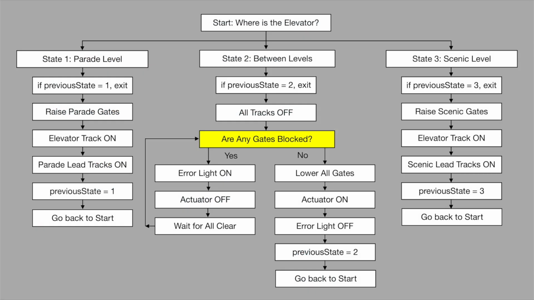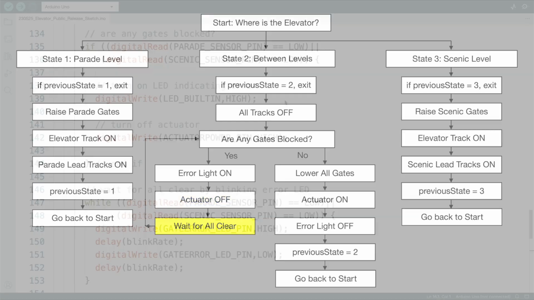The state diagram's error mode steps are as follows. Turn on the built-in LED error light. Turn off the actuator, the motor that moves the elevator. And wait for all clear. Here's what the code for these steps looks like.